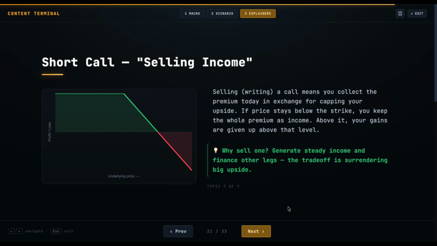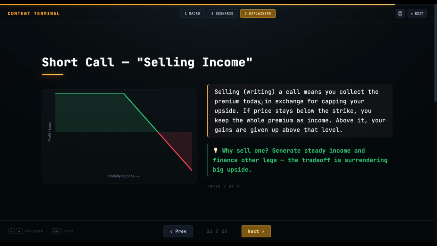Now, when you sell a call, for example, when you short a call, right? Selling means writing, right? So when you sell a call, it basically means you collect the premium today in exchange for capping your upside. So if the price stays below the strike price, you keep the whole premium as income, and above it, your gains are given up. Above that level, you lose money. So selling calls, you see a lot of people saying they're selling covered calls. When they sell calls, that means they're getting paid upfront. A lot of people like selling calls and selling puts because they get paid.